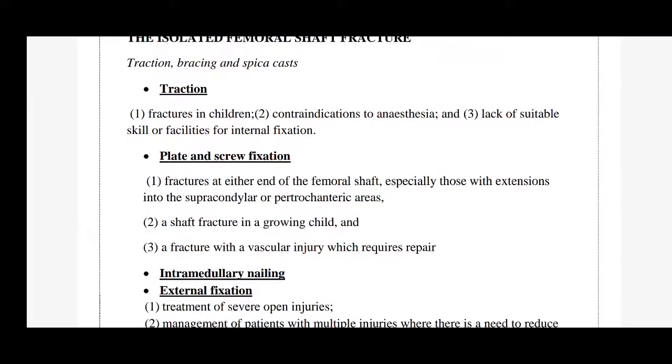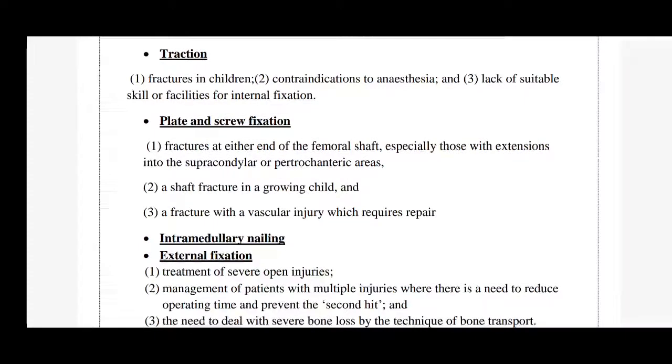Plate and screw fixation is used for fractures at either end of the femoral shaft, especially if they have intra-articular extension, or in the shaft of a growing child, and if there is a fracture with vascular injury requiring repair. Sometimes we can use external fixation.